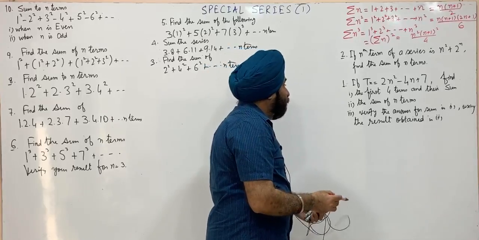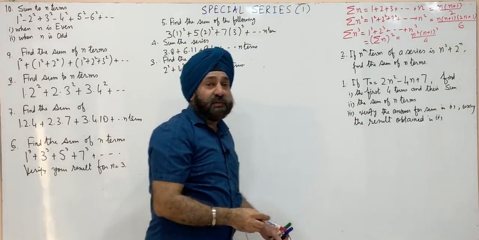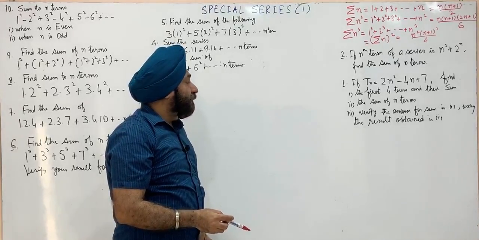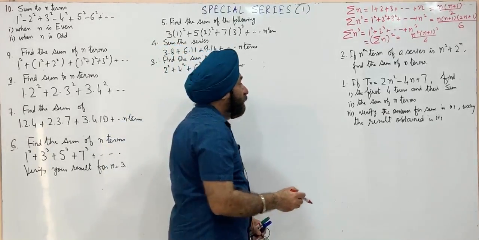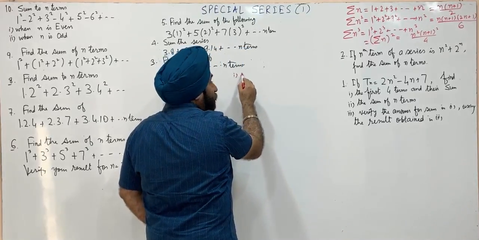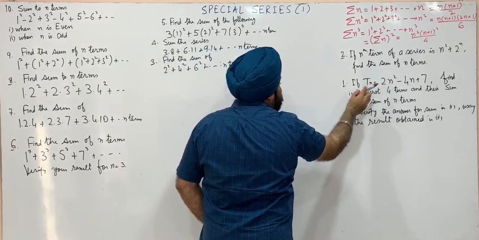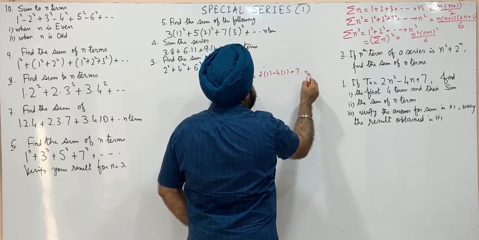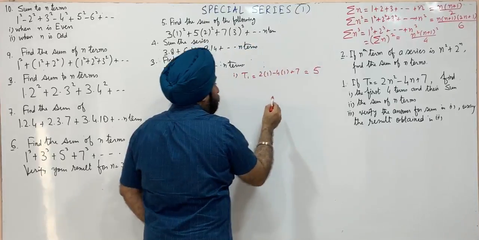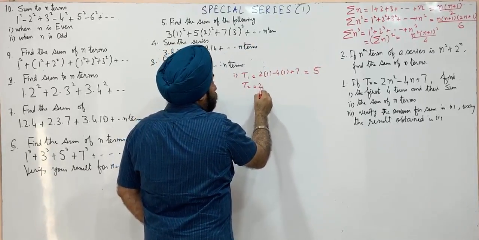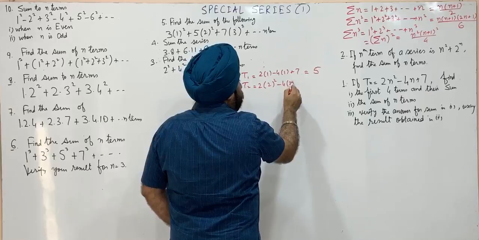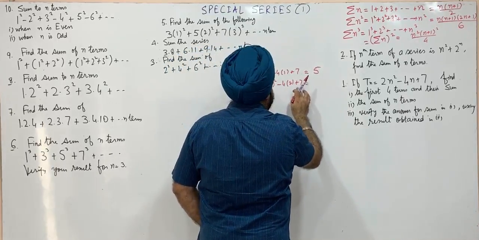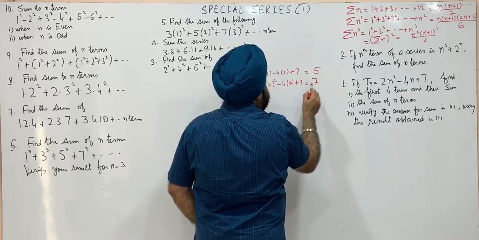Okay, let's start with the first one. We are given that the nth term of a sequence is 2n square minus 4n plus 7, and we have to find the first 4 terms. For the first term, we put n equal to 1 here. This is 2 into 1 minus 4 into 1 plus 7, 9 minus 4, this is 5. Second term, this is 2 into 2 square, minus 4 into 2, plus 7. This will be 8 plus 7, 15, 15 minus 8 is 7.